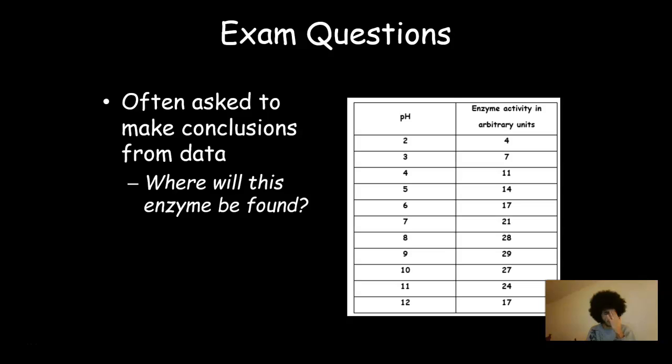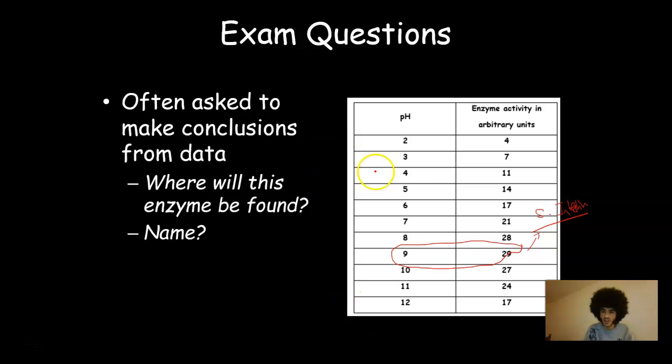The other thing as well to mention with your conclusions is where the enzyme will be found. And I've touched on this already, but you can see that the optimum pH is alkaline. As a result, you're most likely to find this in a part of the digestive system that has an alkaline condition, and in this case, it would be the small intestine.